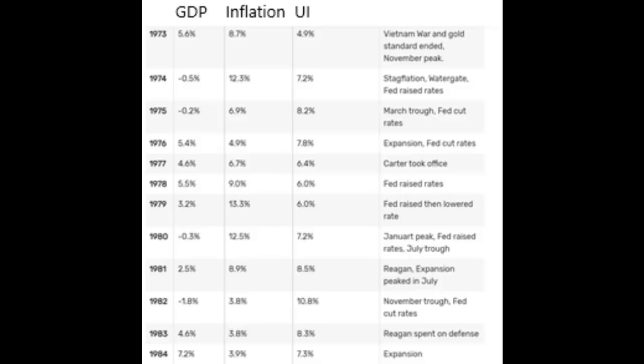You look at the same thing. Inflation significantly higher than GDP, unemployment climbing, and again, what were the causes and effects? The Vietnam War, gold standard, blah, blah, blah. There you go, gold, coming off the gold standard. Look at 1974, look at 1975. That's what you have to prepare for, guys.